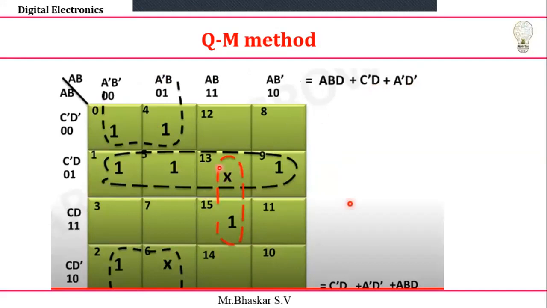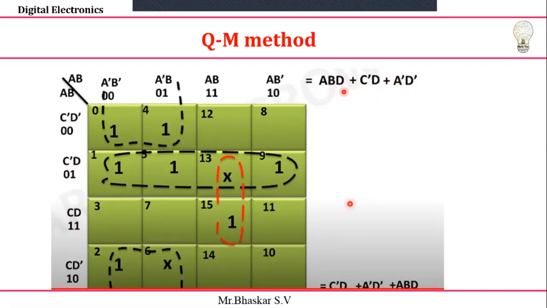Next, looking for the grouping of this one, what is the variable that will come? Looking for AB here, and the common thing is D. So directly I can take it as ABD. So what is the final expression? You'll get ABD plus C dash D plus A dash D dash.